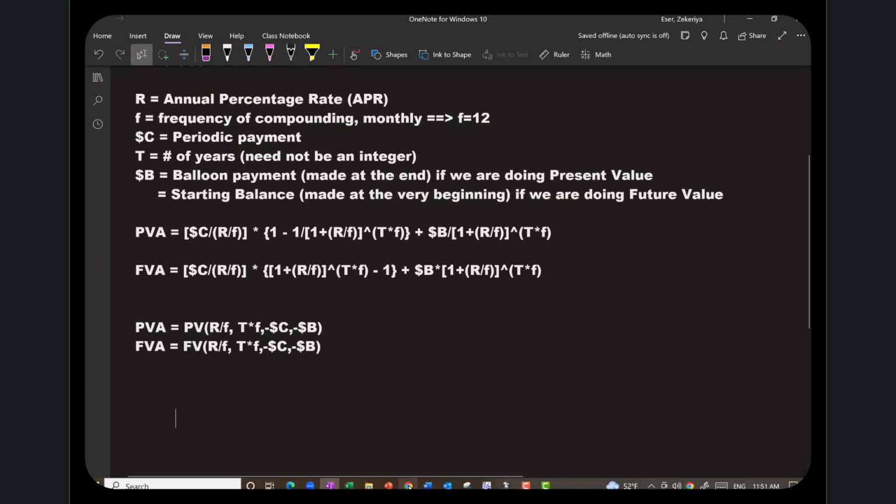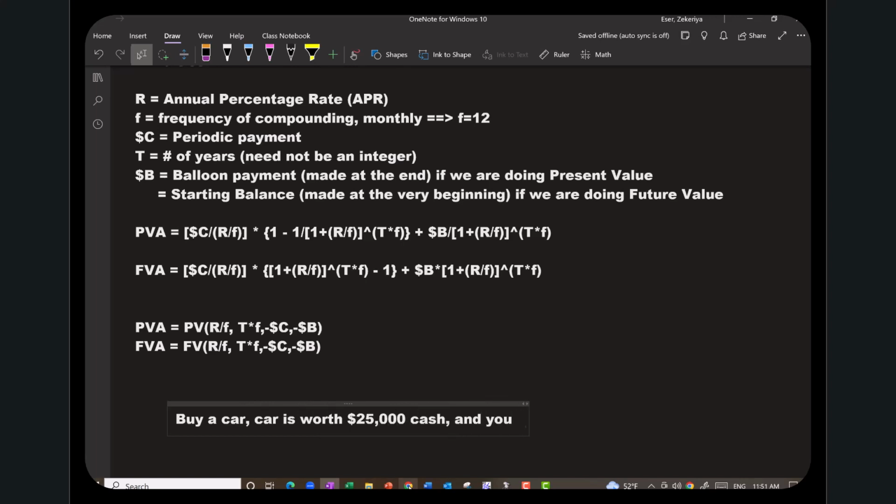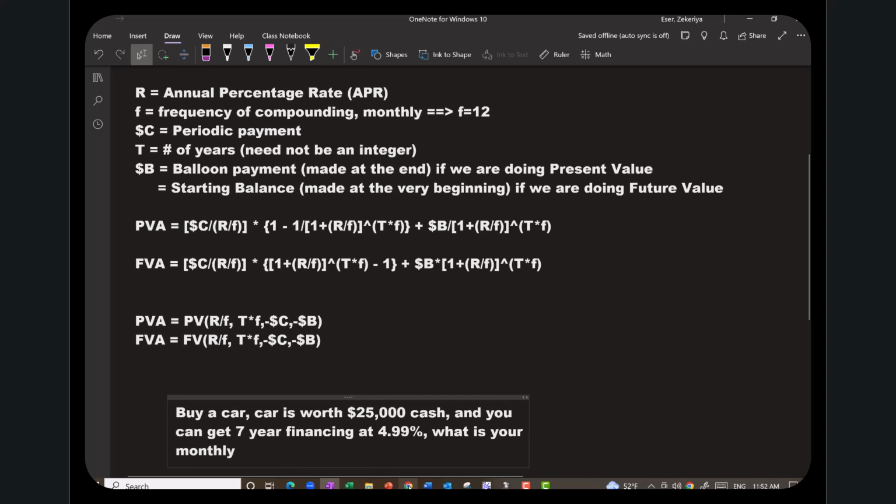Suppose you're going to buy a car. The car is worth $25,000 cash, and you can get 7-year financing at 4.99%. What is your monthly payment?